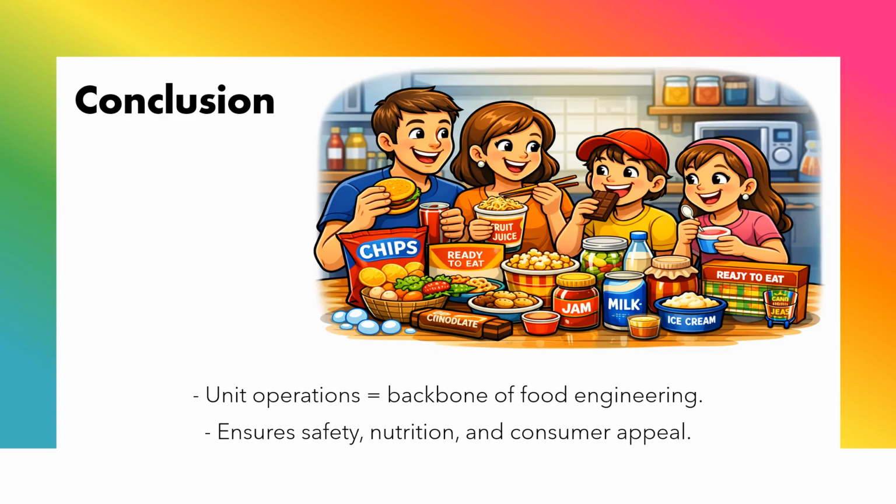Last but not the least, conclusion. So, the unit operations are the backbone of food processing. Each step, whether thermal treatment, freezing, drying, chemical preservation, packaging, or emerging technologies, plays a vital role in ensuring food safety, extending shelf life, and maintaining quality. Together, these operations transform raw material into stable, nutritious, and consumer friendly products.